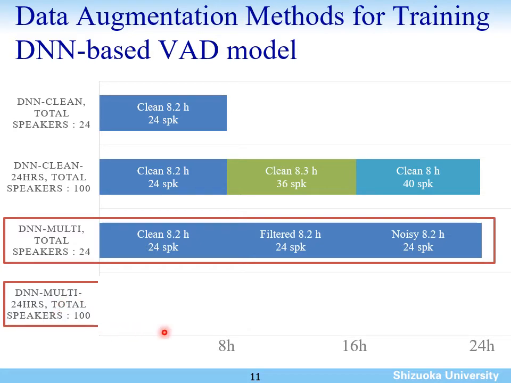Another data augmentation approach is called DNN-Multi. The DNN-Multi uses DNN Clean dataset of minimal clean data as seed. Filtered and noisy data are simulated using this clean dataset to deal with noise and distortion of telephone environment. This implies increasing variations of environments for each speaker as the number of speakers remains the same.